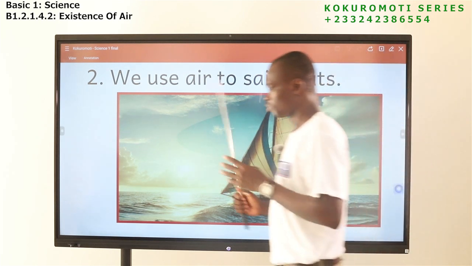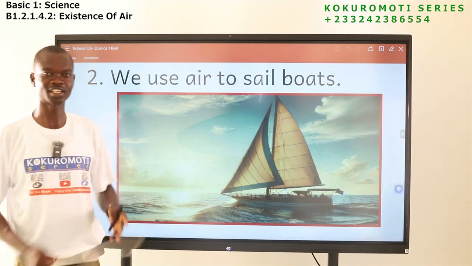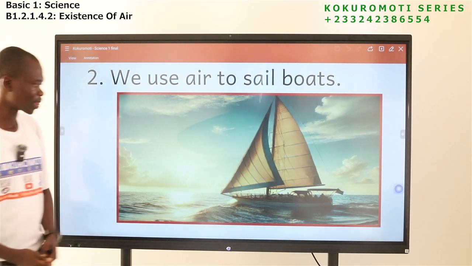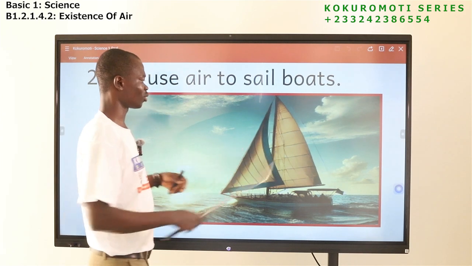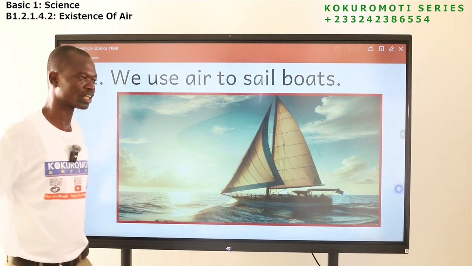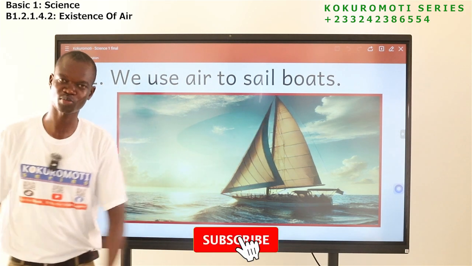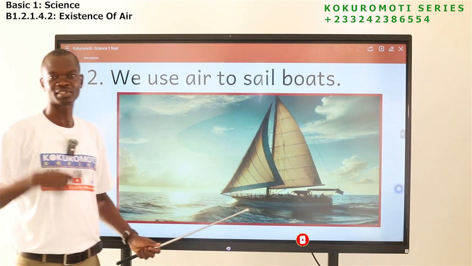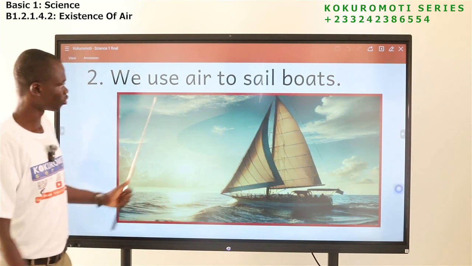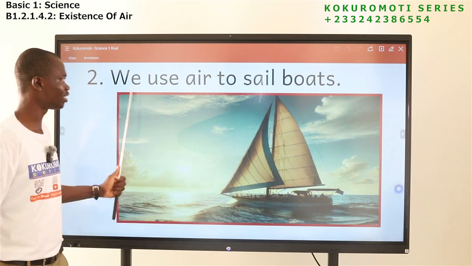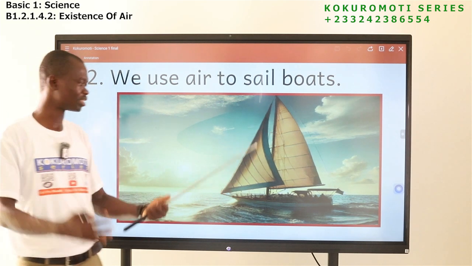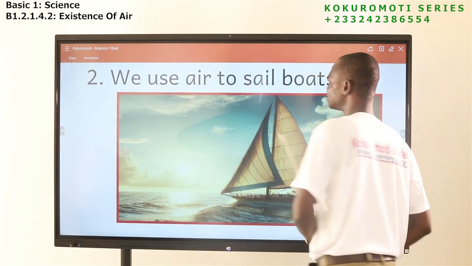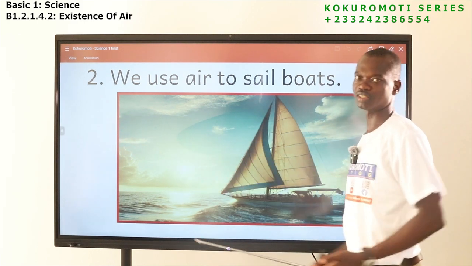Okay, so you see, we see boats on water bodies, especially rivers, the sea, and then lakes. The boats have something like this, and it is there for the air to what? Blow against it. So the direction of it determines where the boats will go. But those who use this, they have some techniques as to how they will direct it. But for boats to move on water bodies, they need what? Air. So air is used to sail what? Boats. To sail boats means to help you move what? Boats. Do you get it?